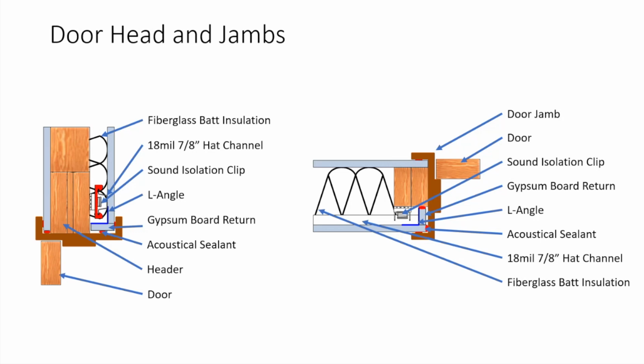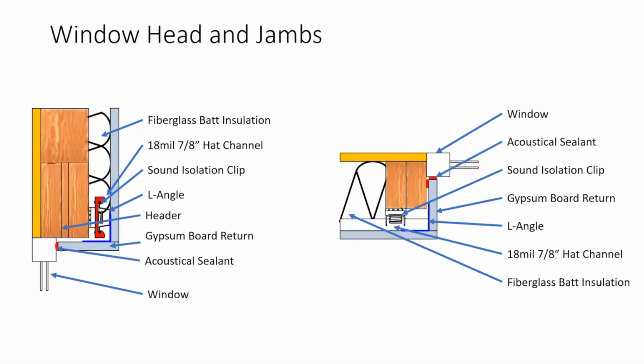Similar sort of thing here on the right. This is for the jamb. Same sort of thing. We have this little return. We have our L metal that just runs down and ties all of the different hat channels together. Very similar sort of situation for a window.